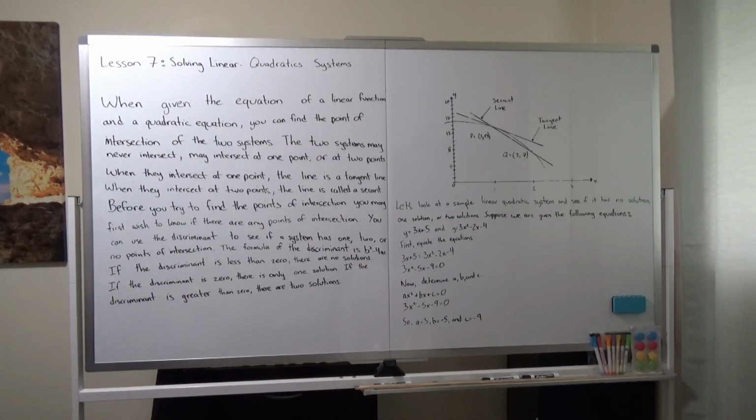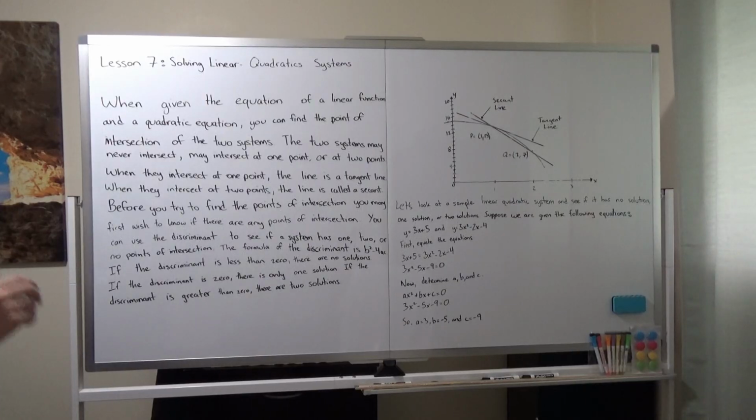The two systems may never intersect, may intersect at one point, or at 2 points. When they intersect at 1 point, the line is a tangent line. When they intersect at 2 points, the line is called a secant.